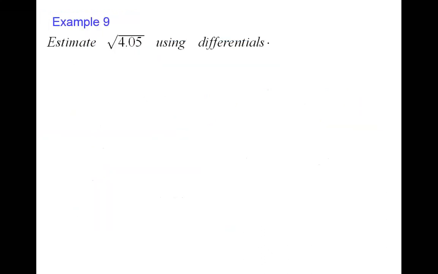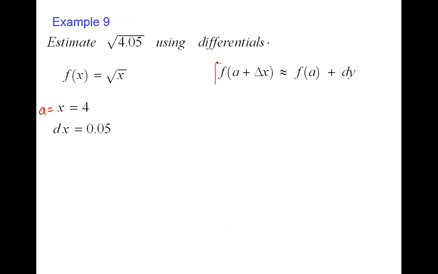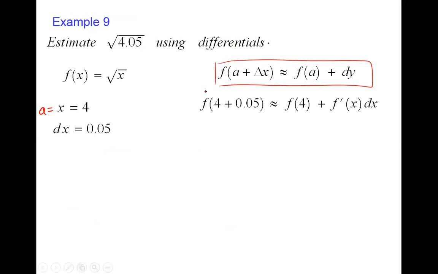I think I have, okay, we did this one today, estimate the square root of 4.05, but let's just use differentials. Okay, that means we know that this is the function square root of x, the nice close number, which I can say a, is 4. And the difference between 4 and my estimation along the x-axis is 0.05. And that's my differentials.